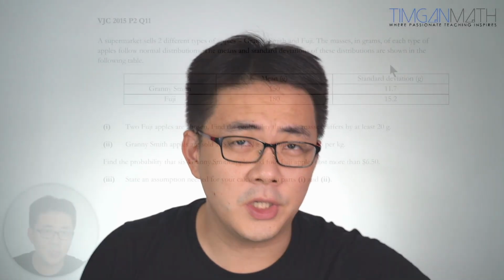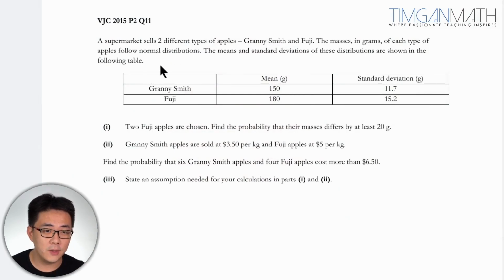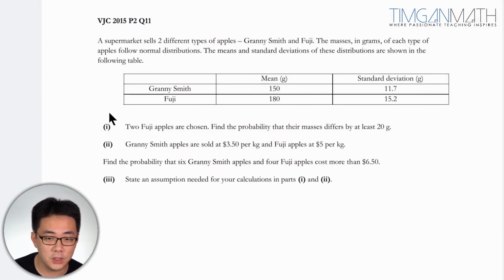Hi students, let's look at this question here, which was taken from the year 2015 VJC paper 2 question 11. I believe this question is on normal distribution. A supermarket sells two different types of apples, Granny Smith and Fuji. The masses in grams of each type of apple follow the normal distribution as below. So these are the distributions here. Two Fuji apples are chosen. Find the probability that their masses differ by at least 20 grams.